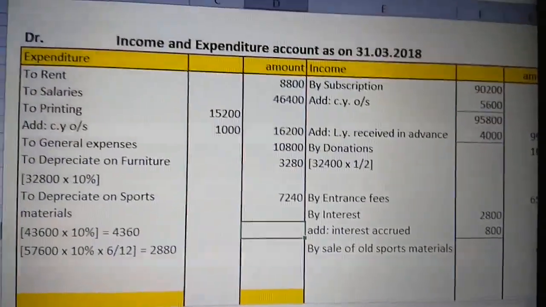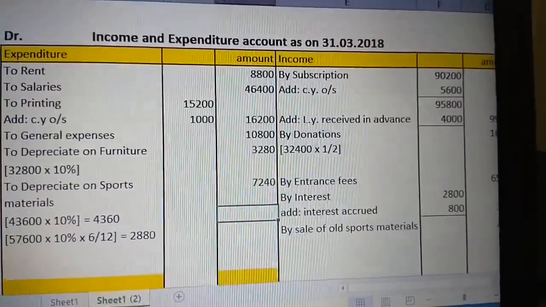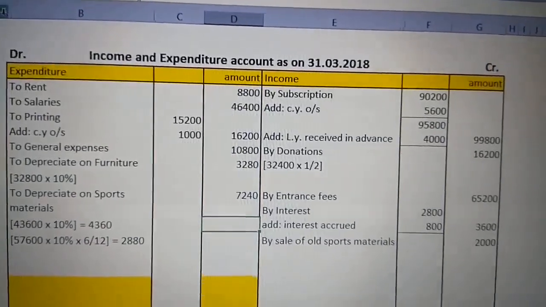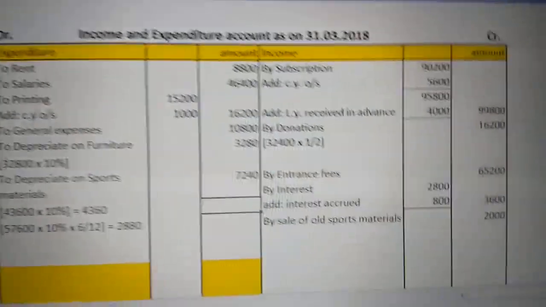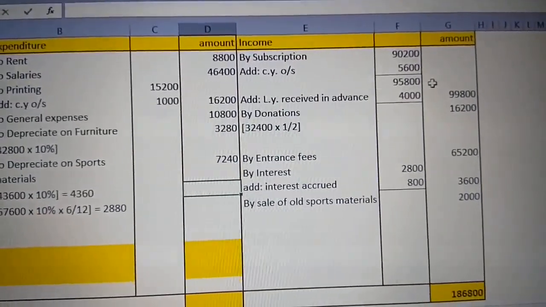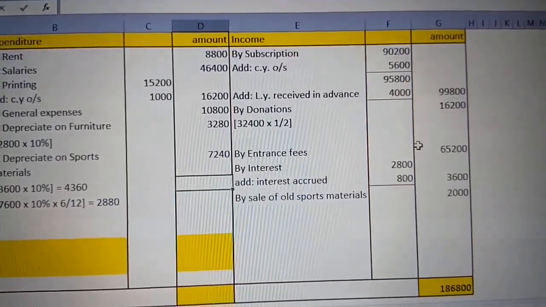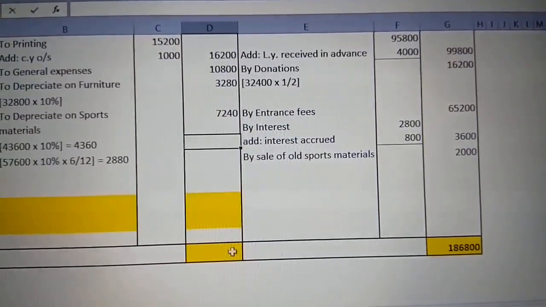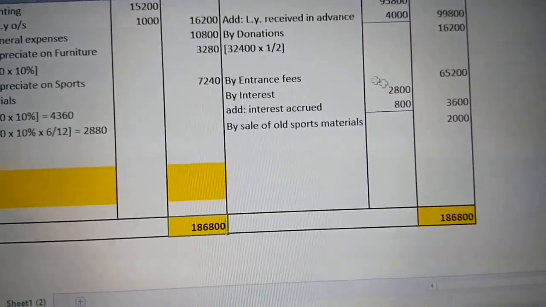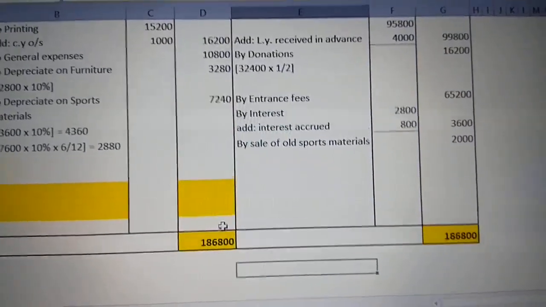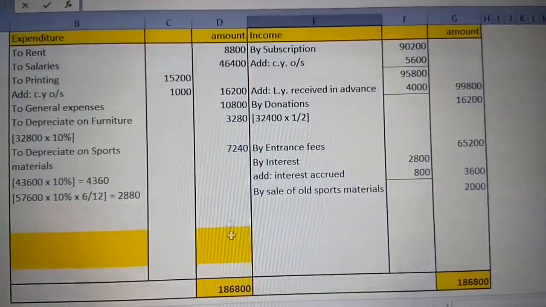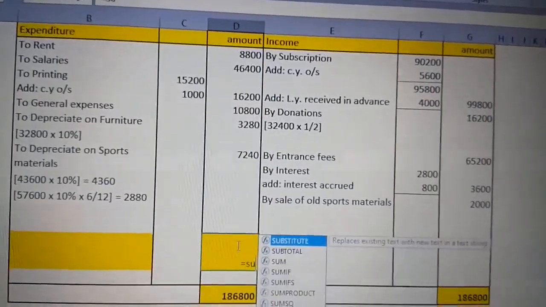So now we have completed the income and expenditure account. Now let us go and observe on this. Income and expenditure account is completed. So as we have completed here, we need to know which side is greater. I guess we get only the credit side amount greater. So let us just check. 1,86,800. I have taken the same total on the debit side. From this total, I need to find out what is the balancing figure of all given here. So I'm just going to insert the formula.